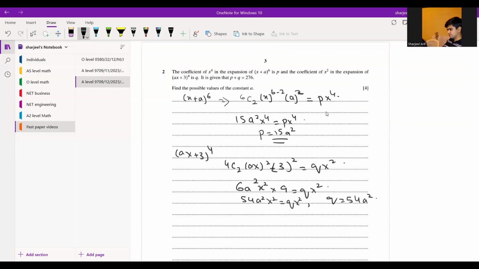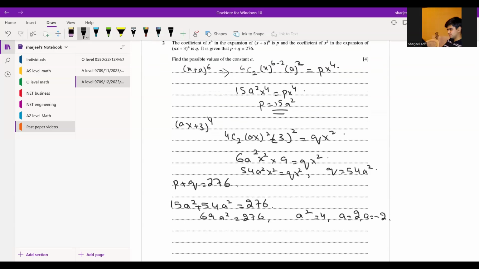So we have p plus q equals 276. So this will be 15a square plus 54a square equals 276. We will simplify it to get 69a square equal to 276, and a square will be 4. The two answers for a will be 2 and minus 2. These are the two possible values of a.